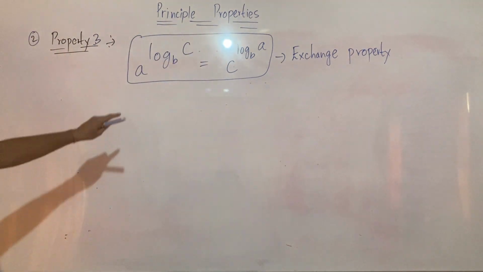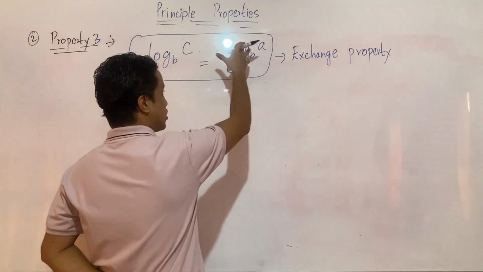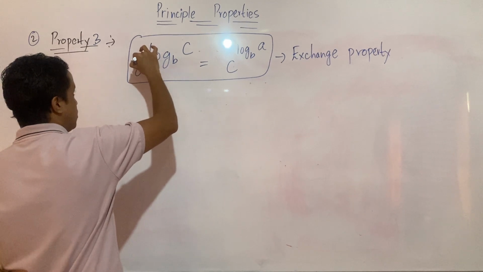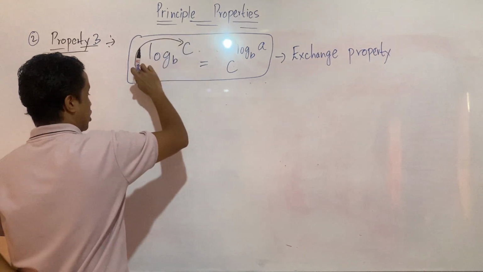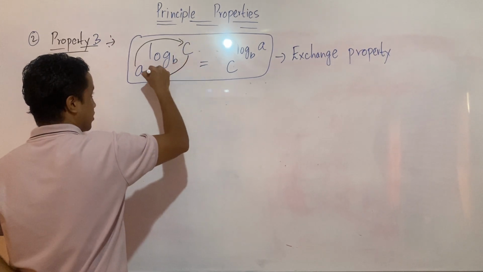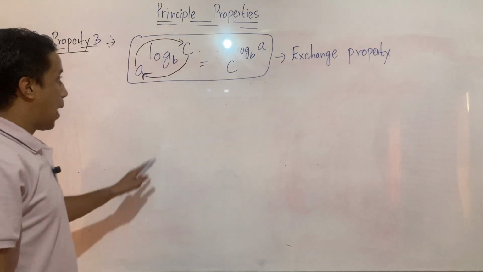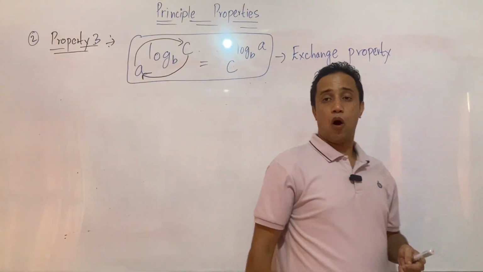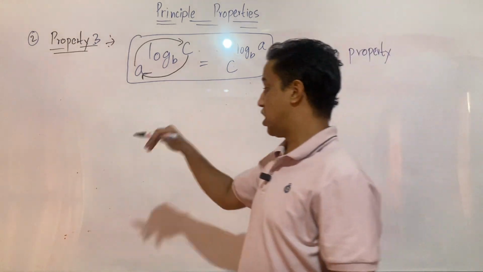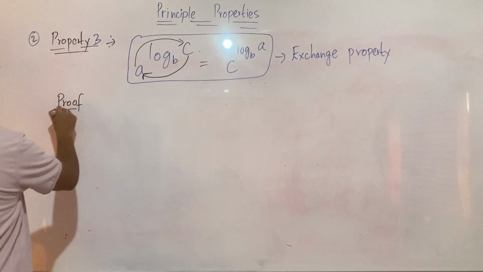Okay, a raised to the power or exponent log c base b is equal to c raised to the exponent log a base b. So what's happening here? So these are just exchanging. A is taking the place of c, and c is taking the place of a. Understand? So this is the exchange property. Again, very important property. Okay, so just see its proof. Okay, so let's work on its proof.